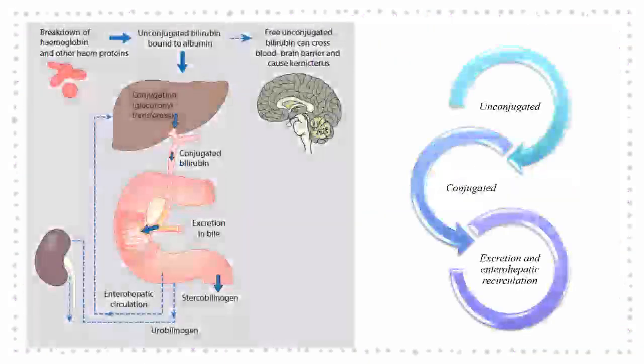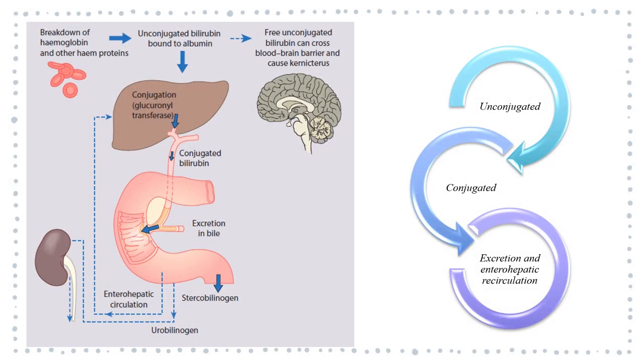Let's recap now. This picture is a pretty good summary of the bilirubin pathway. Now we start off with the breakdown of hemoglobin and other heme products to give us the free or unconjugated bilirubin, which will soon get strongly bound to albumin. The albumin will take it to the liver, where it will undergo conjugation with glucuronyl transferase enzyme. From there, in the bile, the conjugated bilirubin will get excreted into the intestine.